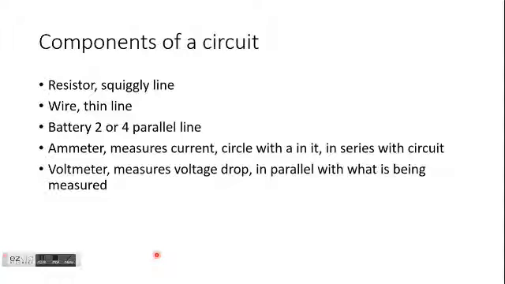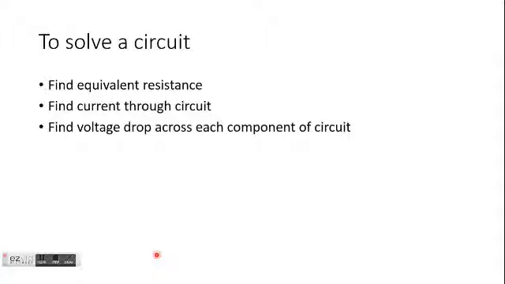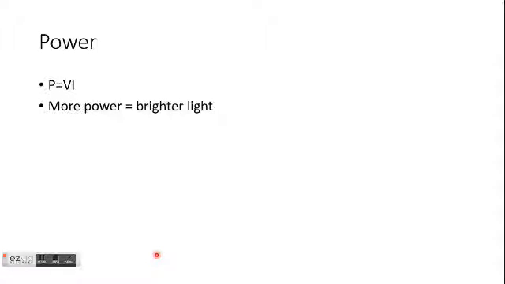Okay, to solve a circuit, you're going to find the equivalent resistance of the circuit. If you know what the battery's voltage is, you're going to find the current. If you know the current, you're going to find the battery's voltage with V equals IR. And then you're going to find the voltage drop across each component of the circuit. That's what solving a circuit means. Sometimes you'll be asked that. Sometimes you'll just be asked, what is the voltage drop across the first resistor? But you still have to do those first 2 steps so you know the current through the circuit.